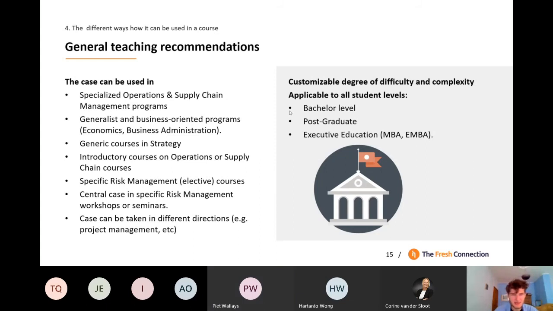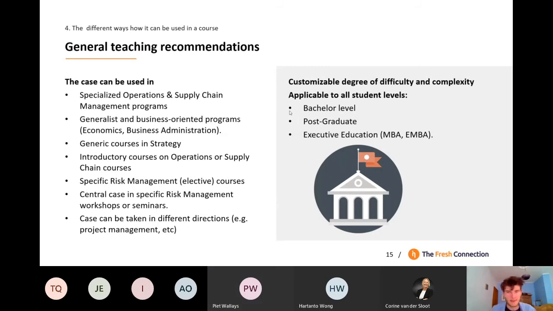But in general, this case can be taken in different directions, such as also project management. You could ask your students, look, your boss wants a project and expects a response. What do you tell him? That's also an approach you can take.